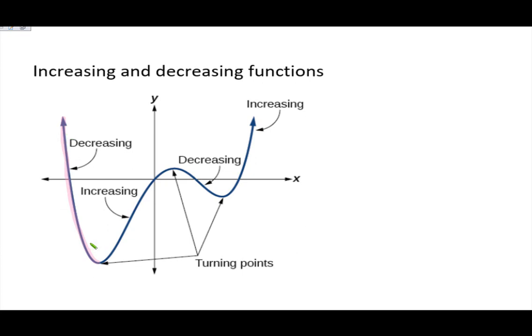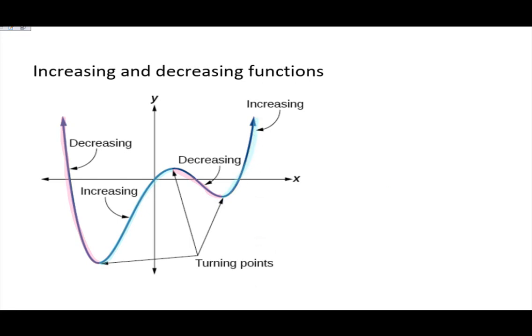So when the graph is going down from left to right, we consider this part of the function to be decreasing. Now, if the function is going up from left to right, we consider the graph to be increasing at that time. So this would be increasing. Over here, the function is decreasing. And then over here, the function would be increasing.